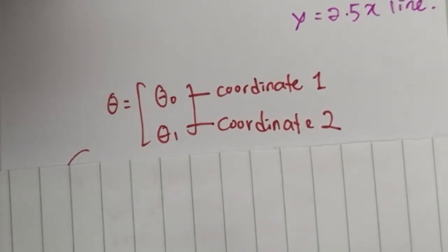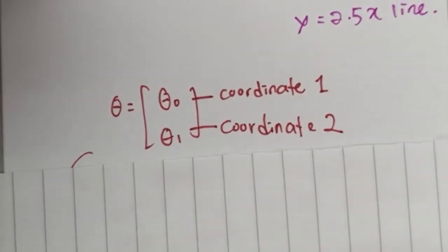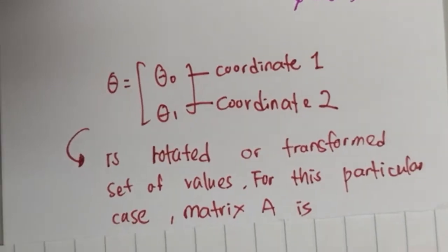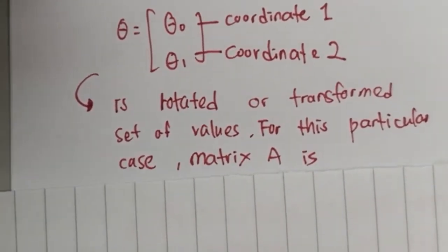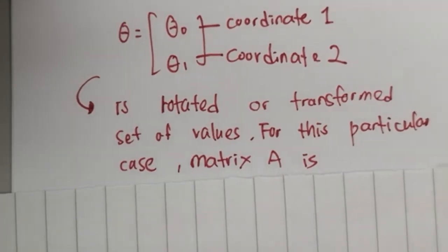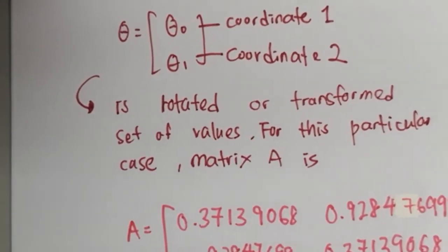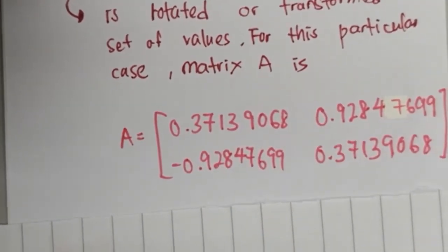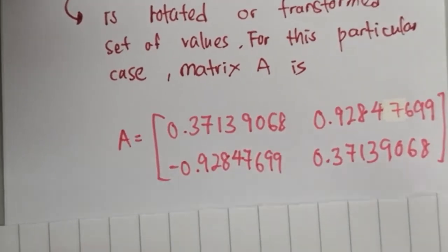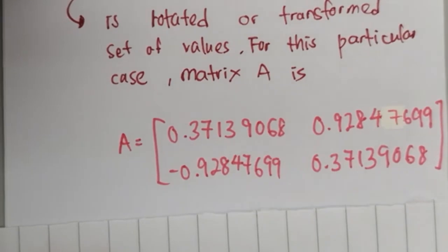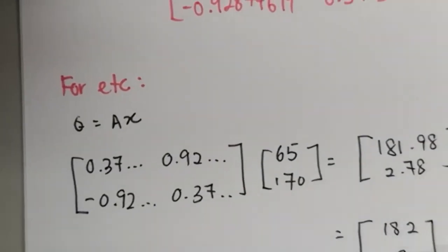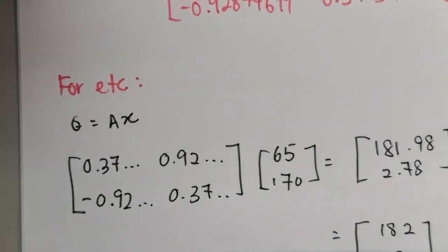This is the transform sequence. We have coordinate 1 and coordinate 2 of the transform sequence. It is the rotated or transformed set of values. For this particular case, matrix A is this one. This is the matrix A. By using the formula we mentioned before, we get this. After that, we use the formula.